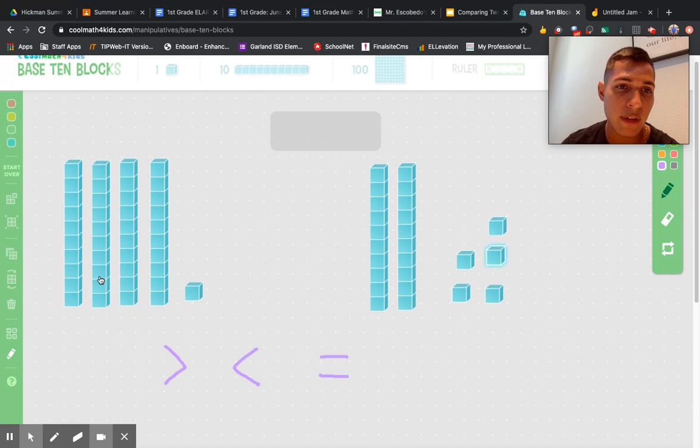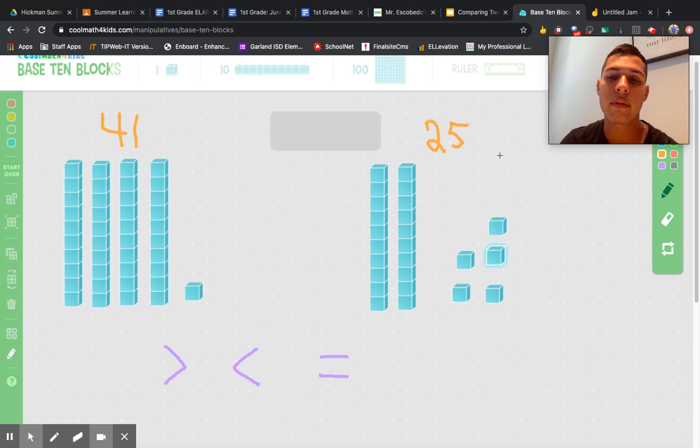So first off, we have to count to get our number from our base 10 blocks. And we know how to skip count by 10, so let's begin. 10, 20, 30, 40, 41. So we know this number is 41. Oops. Sorry, I'm going to redo that. That was not very neat. 41. And then we have to come over here and count. 10, 20, 21, 22, 23, 24, 25. So this over here is 25.